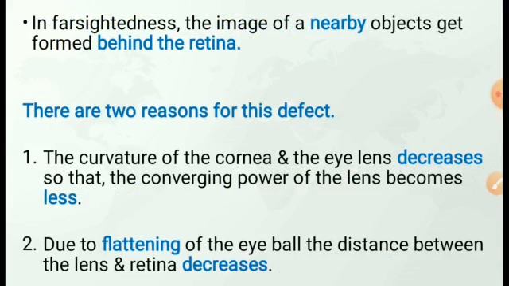First, the curvature of the cornea and the eye lens decreases so that the converging power of the lens becomes less. Second, due to flattening of the eyeball, the distance between the lens and the retina decreases.